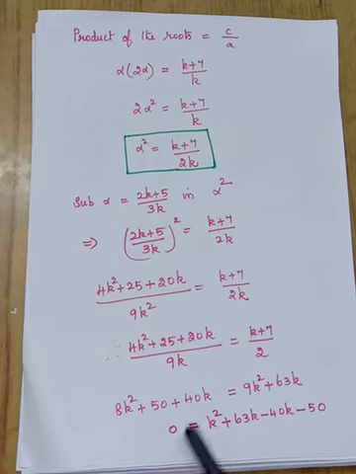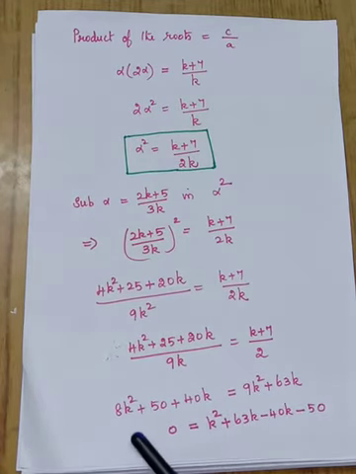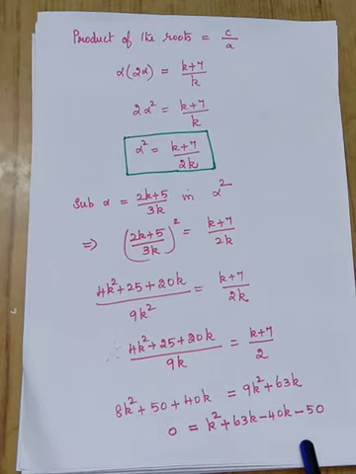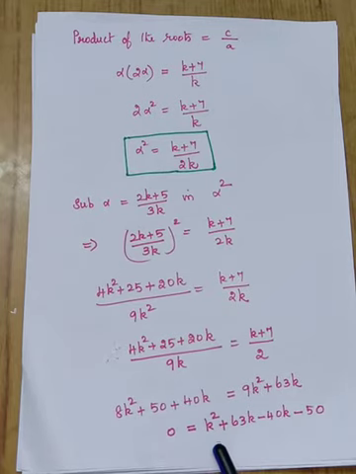Okay, so you have to arrange the equation. 9k squared is on the right side. On the left side you have 8k squared. So bring this to the other side. So you will have 9k squared minus 8k squared, that is equal to k squared.